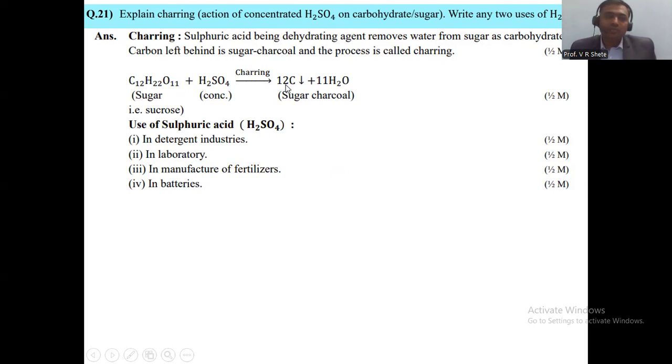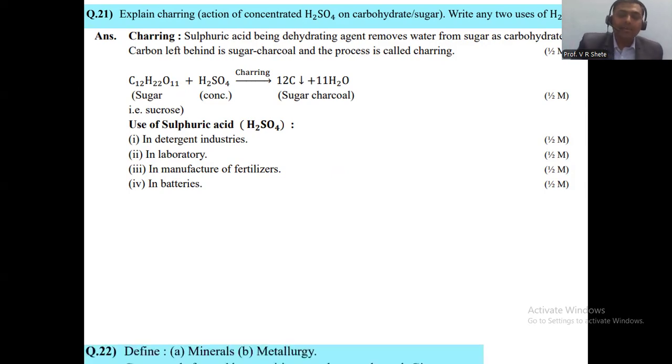And how is H2SO4 utilized? H2SO4 is used for detergent industries, laboratories, manufacture of fertilizers, batteries, and many more.